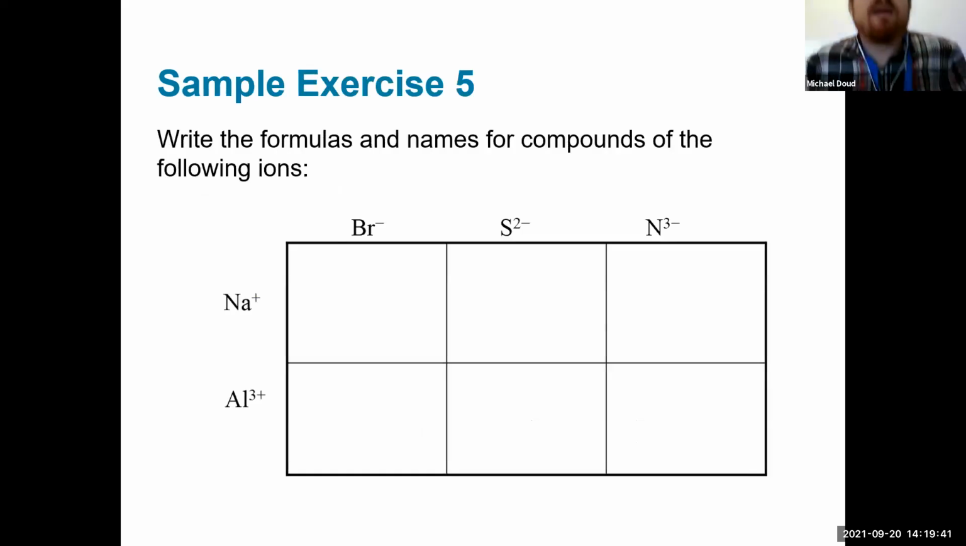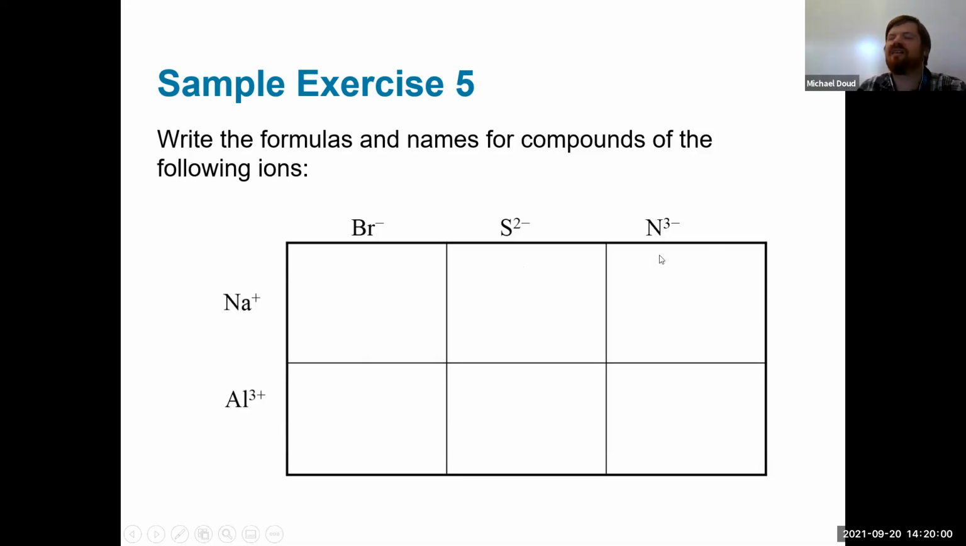Okay, finally, we're ready for sample exercise number 5. Give me the formulas and the names for each of the following compounds. So the way this works is, this is a little chart. We've got sodium and aluminum as our cations. Then the sodium is going to combine first with bromide, then sulfide, then nitride, or N3-.